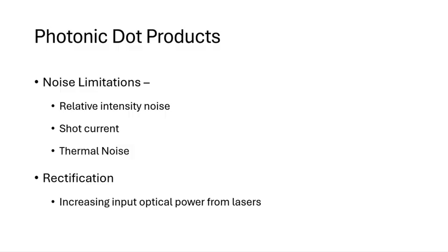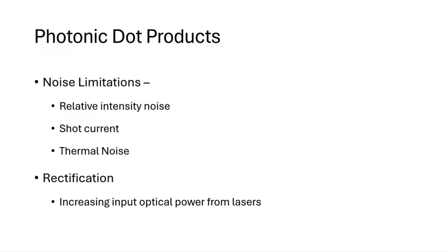Next are the photonic dot products. There are noise limitations, such as relative intensity noise, shot current, and thermal noise. Relative intensity noise is the normalized optical power fluctuations from the laser sources. This contributes the least to the total noise. Shot current is a discrete event following a Poisson distribution, and the number of discernible optical power amplitudes decreases from variations in the accumulated signals from the noise.